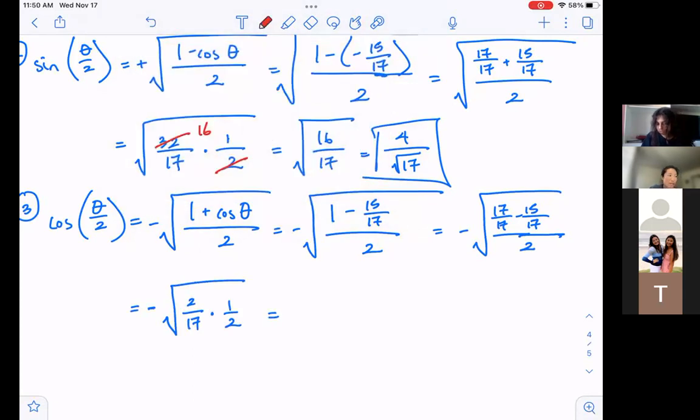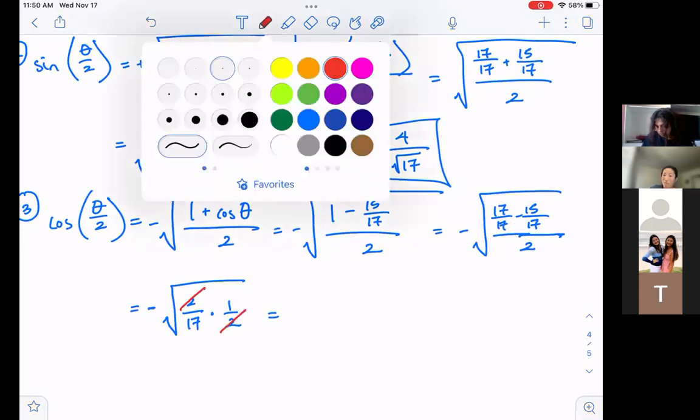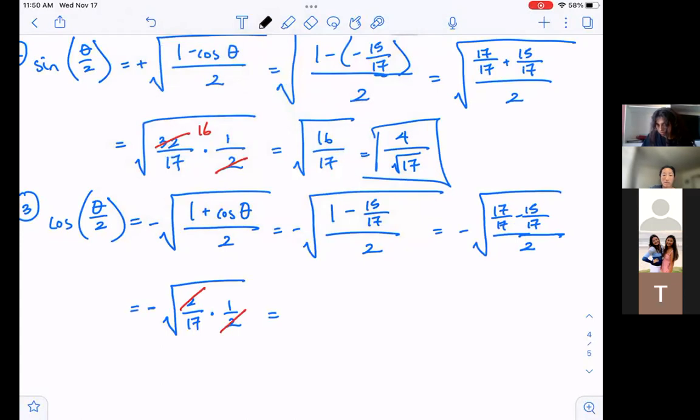Oh, there's that same clever trick again. 2 and 2 reduce. I don't have to worry about multiplying out, right? We get negative, whoops, negative square root of 1 over 17, which we can write as negative 1 over the square root of 17.